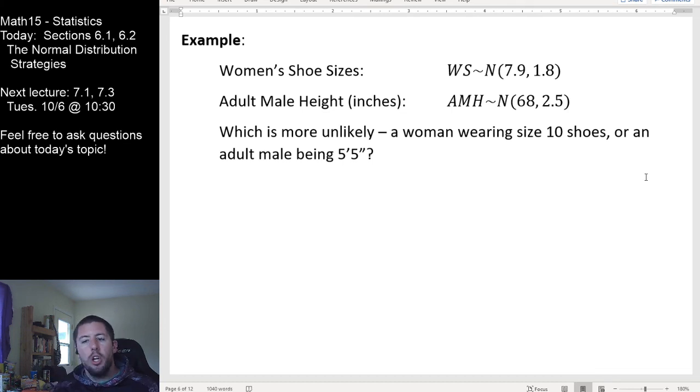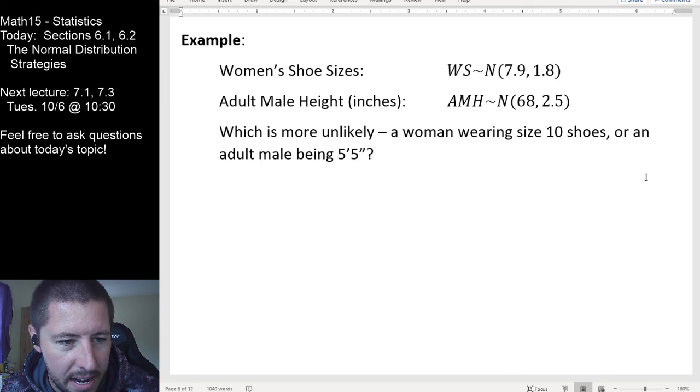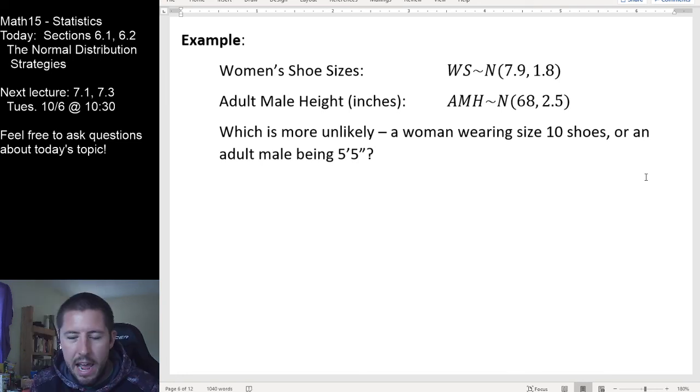Similarly, adult male height in the United States, and adult male height, by the way, is distributed differently in every country. We're like the second or third tallest country on average, but I think Norway and Finland or something like that have taller people. Maybe it's Sweden, I'm not sure. I think it's a Scandinavian country that has the tallest people on average. So adult male height in the U.S. is approximately normal with an average of 68 inches with a standard deviation of 2.5 inches.